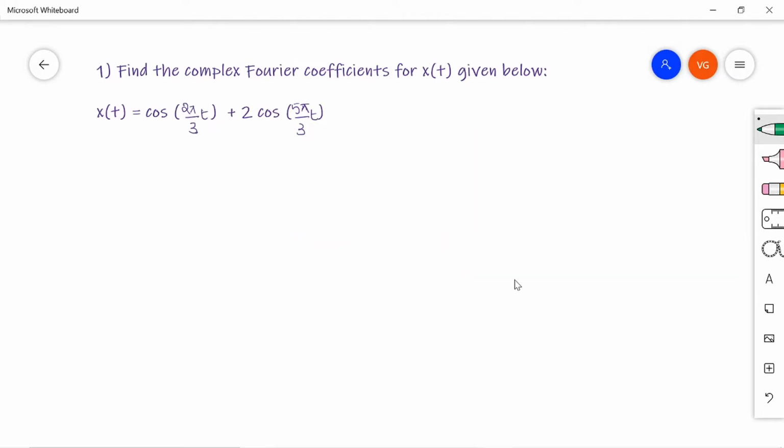Let us see the first question. Find the complex Fourier coefficients for x of t given below. The given signal here is cos of 2 pi by 3t plus 2 cos 5 pi by 3t.